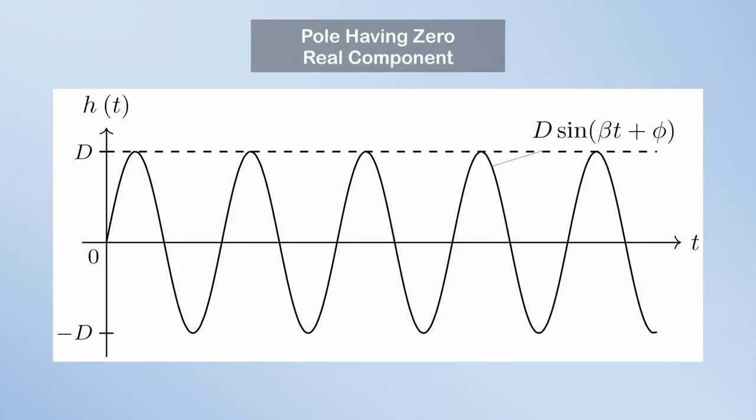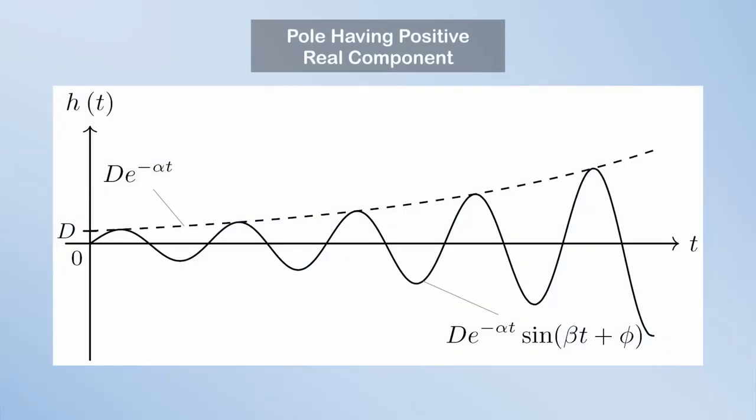If alpha is zero, then the pole is on the imaginary s-axis. We have e to the zero, which is just one, so the oscillation continues at the same amplitude for all time. We call this marginally stable behavior. However, if alpha is negative, we have e to a positive constant times t. This goes to infinity as time increases, so we have an increasing oscillation over time. We call this unstable behavior.